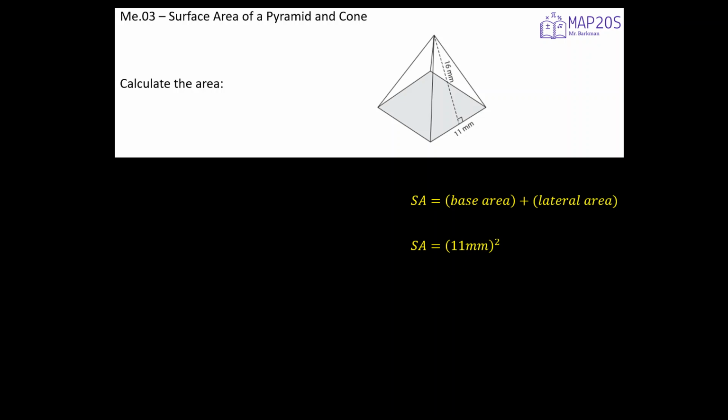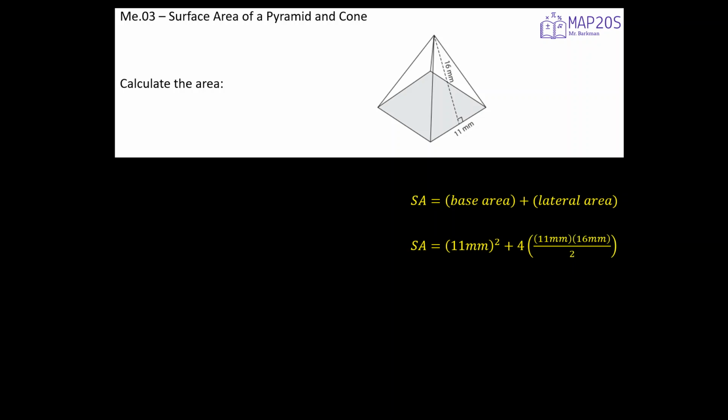The lateral area can be a little bit trickier if we don't understand where it's coming from. Now, you'll notice that the lateral area in this case, specifically to this case, is made up of 4 similar triangles, which all have a base length of 11 millimeters and a height, in this case our slant height, of 16 millimeters. Now, a triangle is base times height divided by 2, and then, because there are 4 similar triangles, we can multiply that by 4, and that gives us our lateral area.